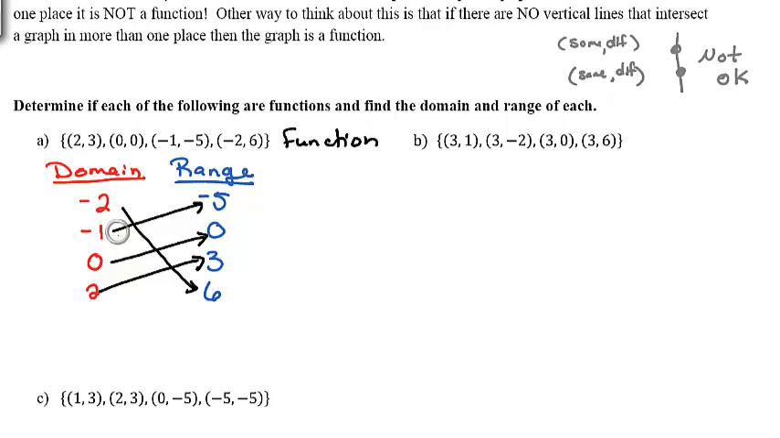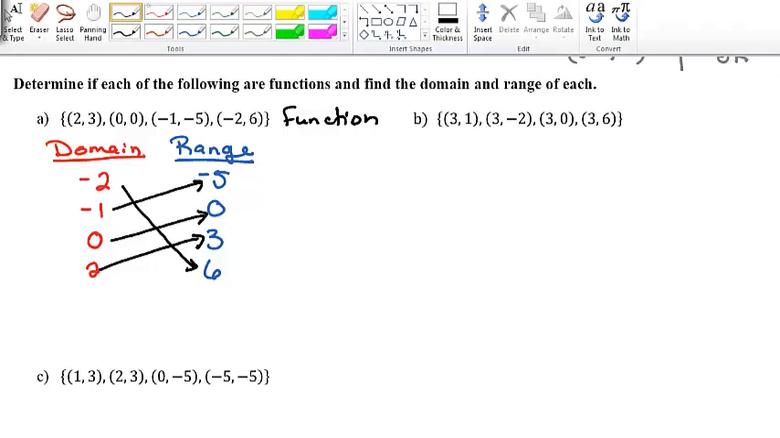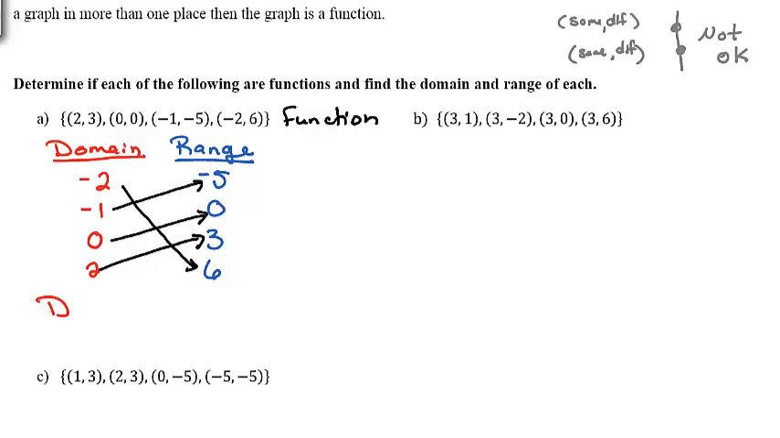Also, we only have one arrow leaving each of our domain values in our diagram here, and so that also tells me that this is a function. And so I'm just going to list as a set our domain. So that's the set of these values here.